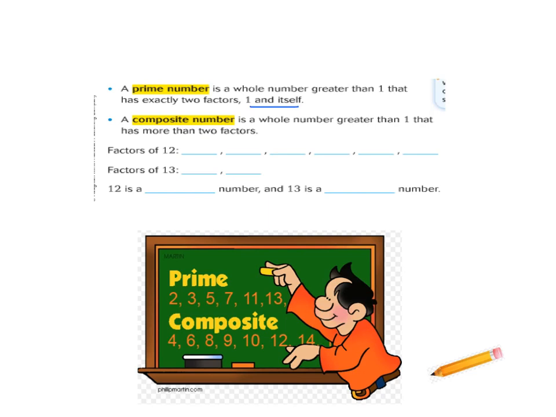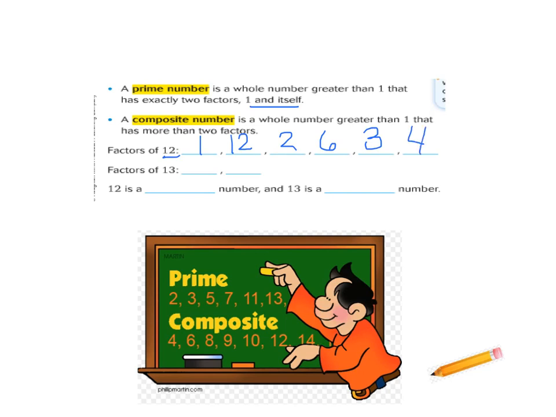Now let's look at some factors of 12. If you remember, factors are any two numbers that multiply to equal 12. So I know that 1 and 12 equal 12. I can multiply 2 times 6 to get 12. And I can also multiply 3 times 4 to get 12.